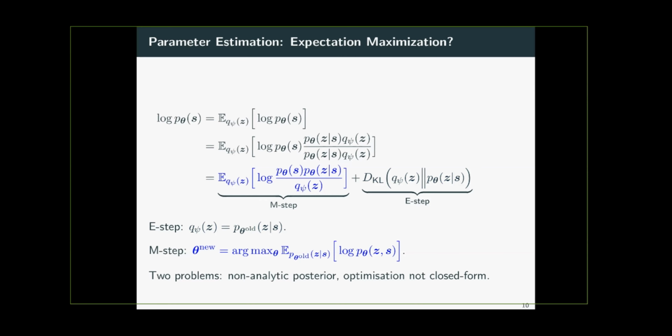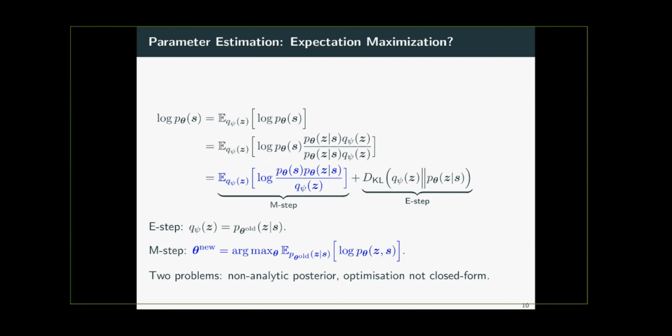So this is the so-called EM algorithm, and it has two problems for variational autoencoders. The E step, so the posterior of Z given S under P theta, does not have a closed form solution because of the nonlinearity. So then I cannot say that Q psi is just something simple. It's very difficult to obtain an analytic form for this. It's actually not possible. And the same problem happens on the M step.